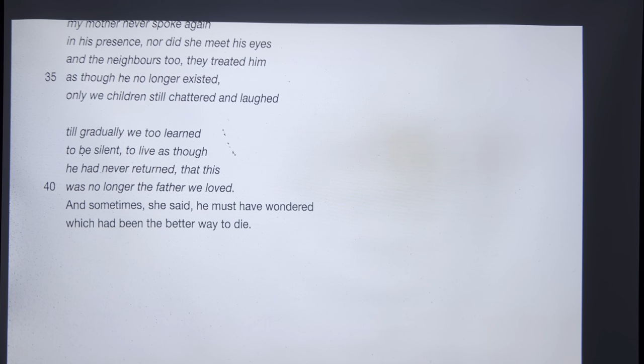What a lovely quote. To live as though he had never returned, and this was no longer the father we loved. And sometimes, she said, he must have wondered which had been the better way to die.